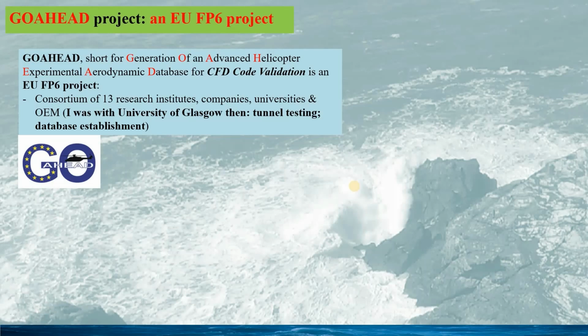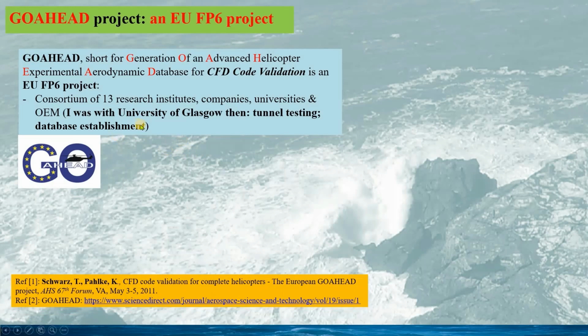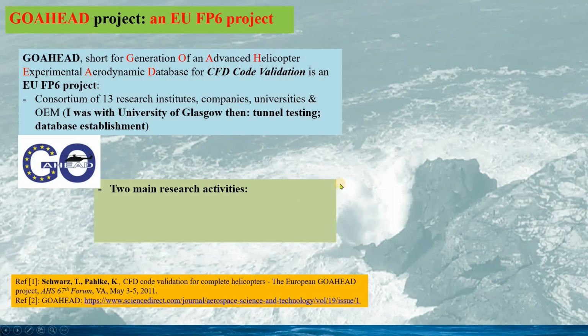In the next few slides, the GO-AHEAD project will be discussed. GO-AHEAD is an EU FP project, short for Generation of an Advanced Helicopter Experimental Aerodynamic Database for CFD code validation. I participated in the project when I was with the University of Glasgow, in the tunnel test and the database establishment. From the title of the project, we can see there are two main research activities.